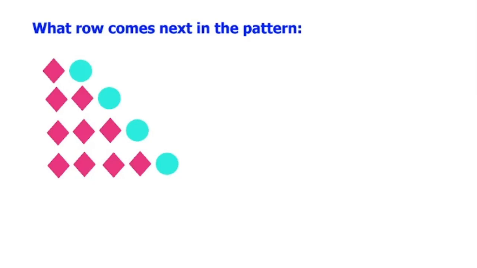In this lesson, we're going to work on a growing pattern, and we're going to find the next row of the growing pattern. So if we have a problem like this that says what row comes next in the pattern, we can see the pattern is made up of pink diamonds and turquoise or blue circles.